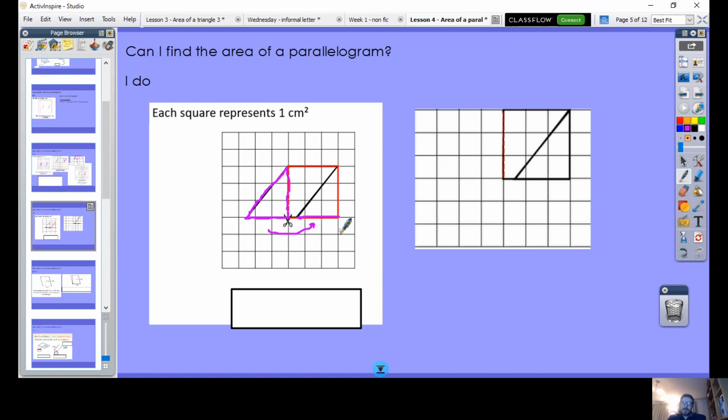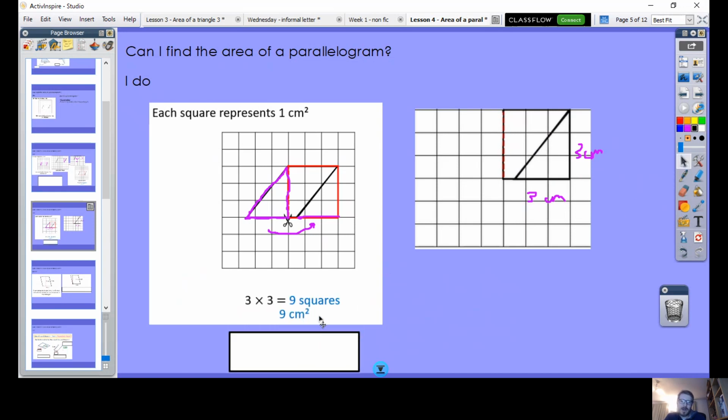So because it is a parallelogram, we know that we're going to be able to move it around a little bit and get it to fit exactly in this gap here. And once I've done that, I've created myself another rectangle. So I've got a width of 3 centimeters here and a height of 3 centimeters. 3 centimeters times 3 centimeters will give us an area of 9 centimeters squared.